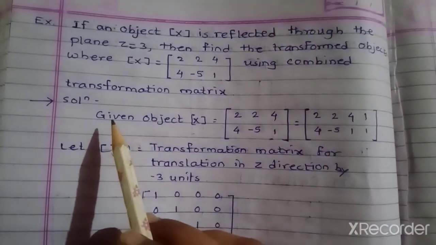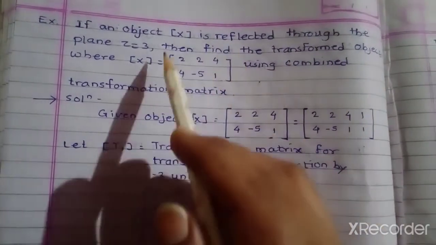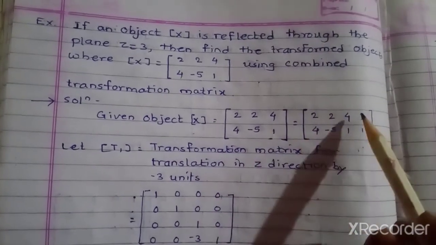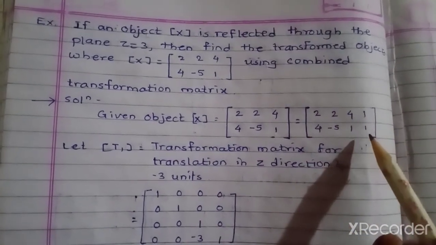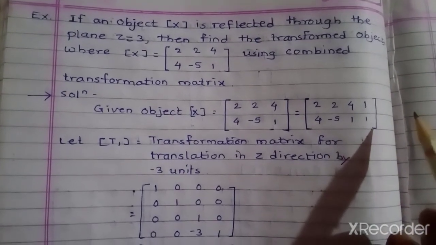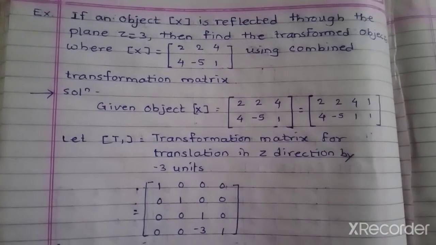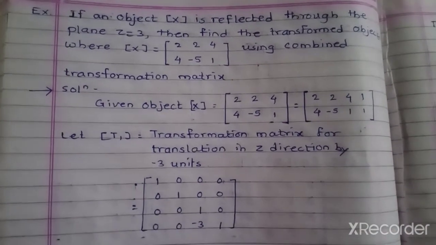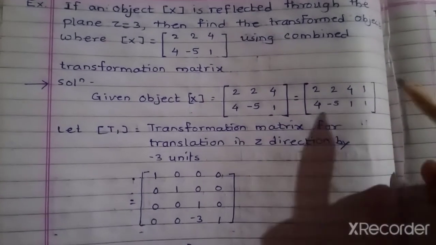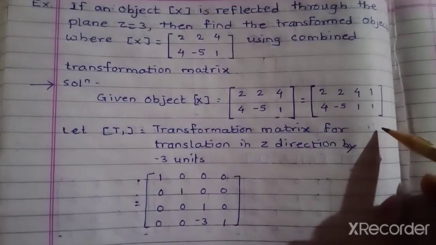So first of all we have to write down our given object X which is equal to this one. So here we need the homogeneous coordinate 1 because this example comes under 3-dimensional transformation, and in our 3-dimensional transformation we have to consider all the standard matrices of order 4 by 4, and for that reason we have to add this homogeneous coordinate.